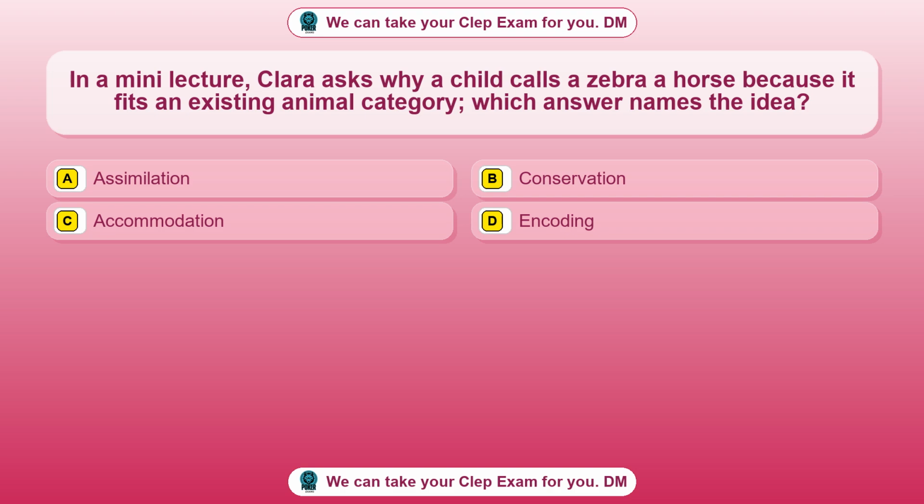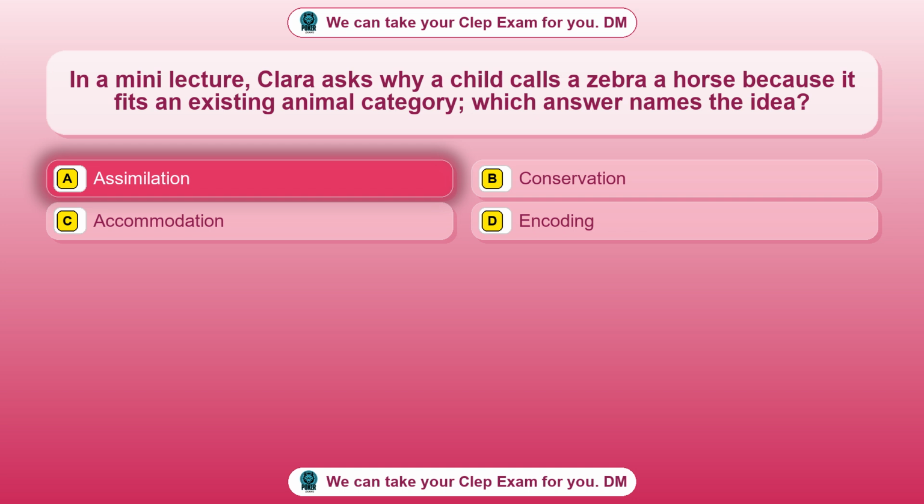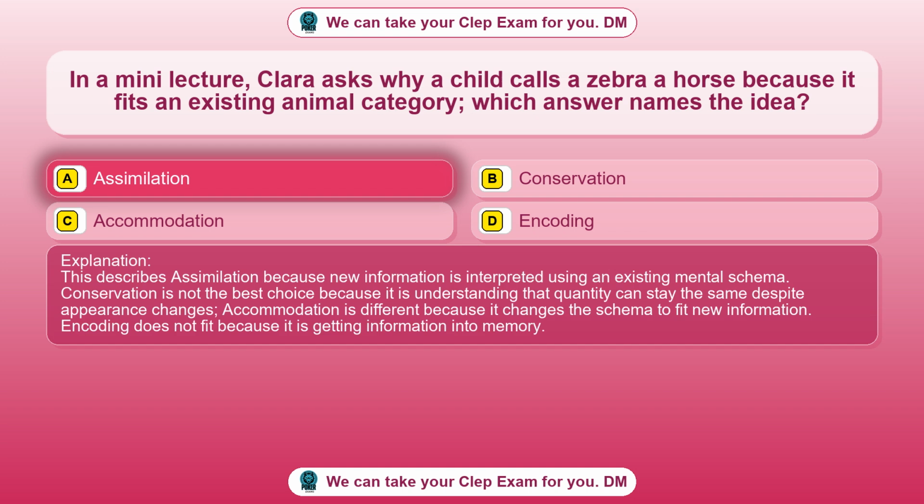Question 14. In a mini lecture, Clara asks why a child calls a zebra a horse because it fits an existing animal category. Which answer names the idea? Option A, assimilation. Option B, conservation. Option C, accommodation. Option D, encoding. The correct answer is option A. Assimilation. This describes assimilation because new information is interpreted using an existing mental schema.